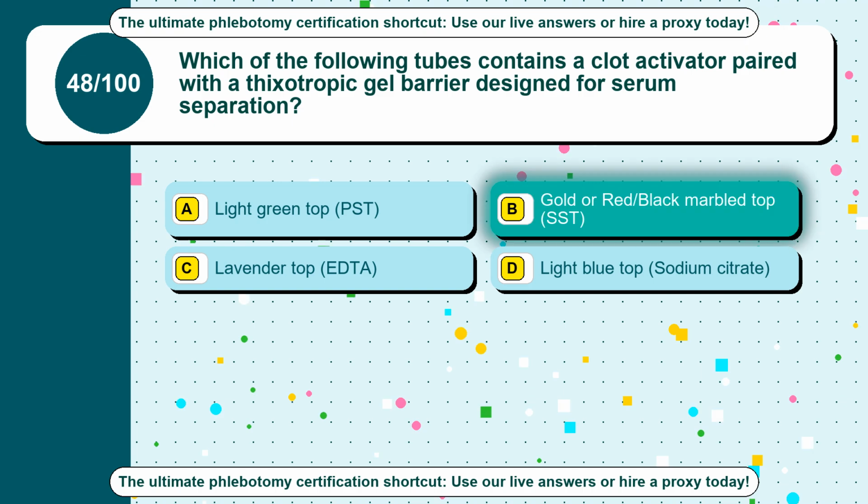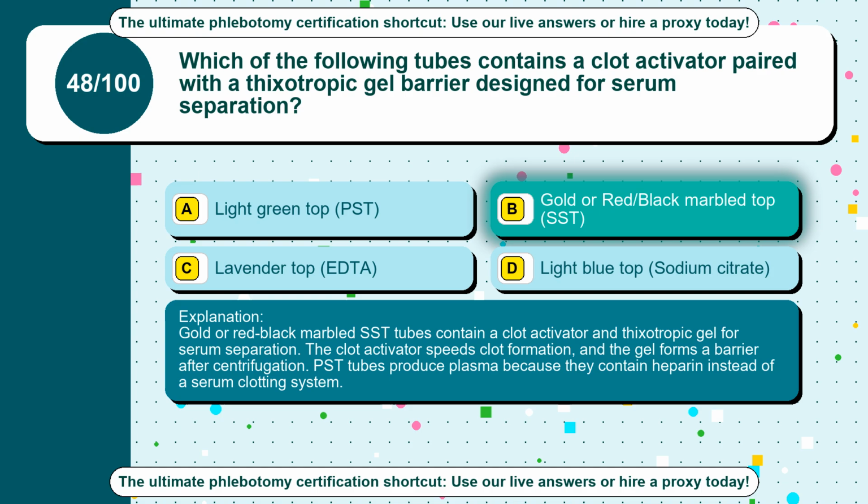The correct answer is option B, gold or red / black marbled top, SST. Gold or red black marbled SST tubes contain a clot activator and thixotropic gel for serum separation. The clot activator speeds clot formation, and the gel forms a barrier after centrifugation. PSD tubes produce plasma because they contain heparin instead of a serum clotting system.